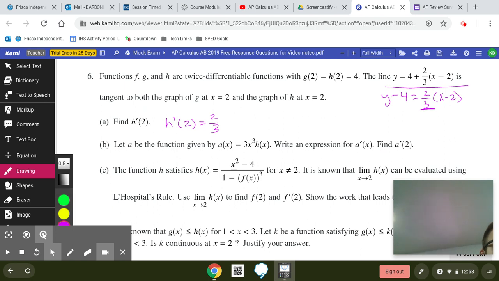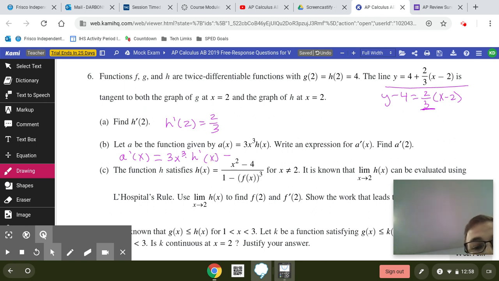So a prime is going to be original times derivative of the second. So 3x cubed times h prime of x, sorry, not h prime cubed, just h prime of x, plus derivative of the first. So that's 9x squared times the original, so h of x. So there's our a prime of x.